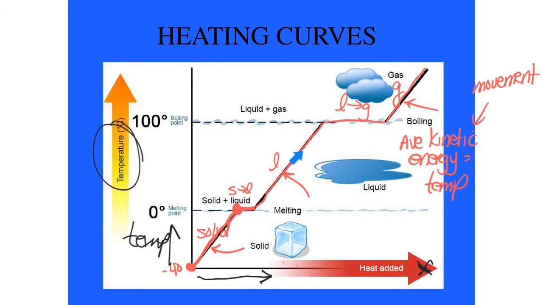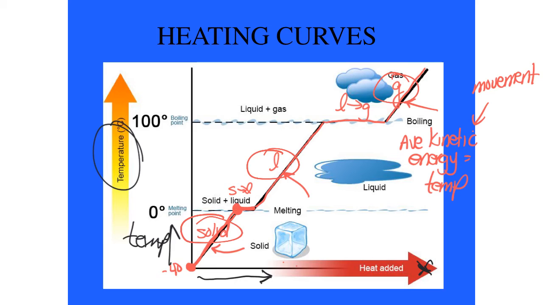Here we have the kinetic energy changing again. Here we have the average kinetic energy remaining the same. And here we have the average kinetic energy increasing again. So wherever we have one single phase, solid, liquid, or gas, our average kinetic energy, our temperature, is changing.